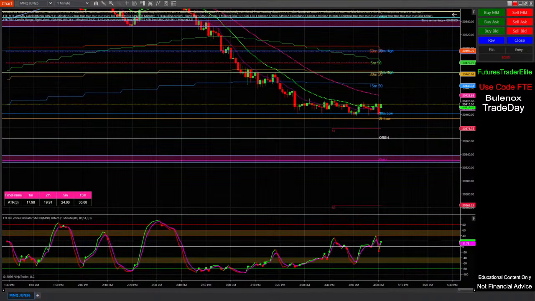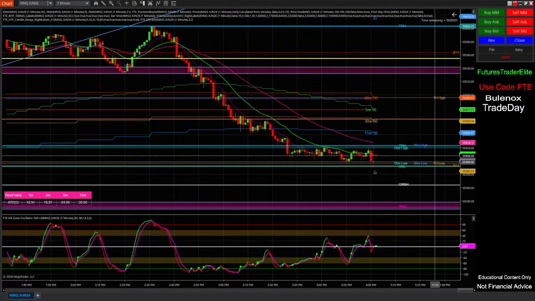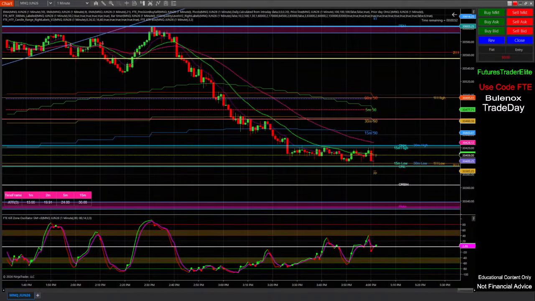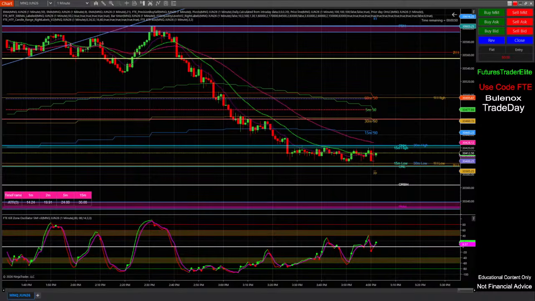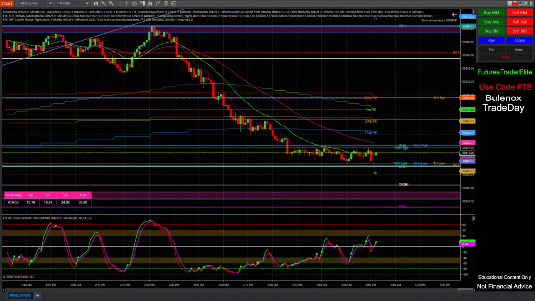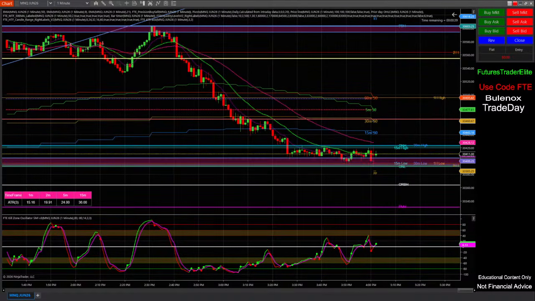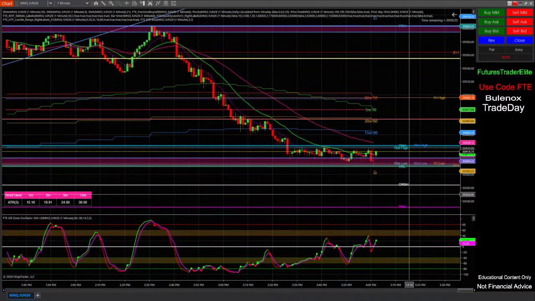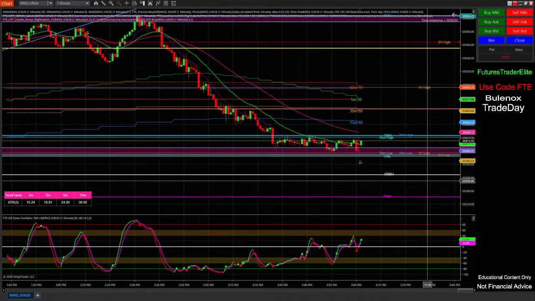Got down a little for our box. And we're currently sitting at the 4-hour low, something like this right here, from the candle that closed the day session.